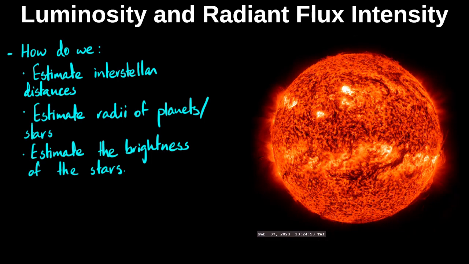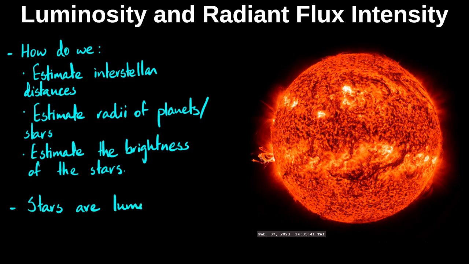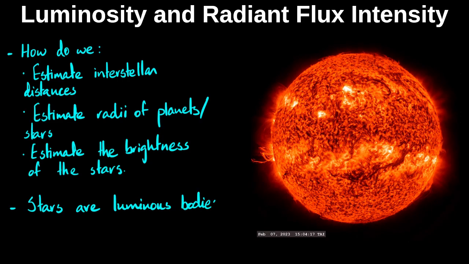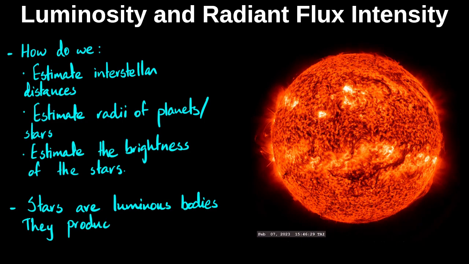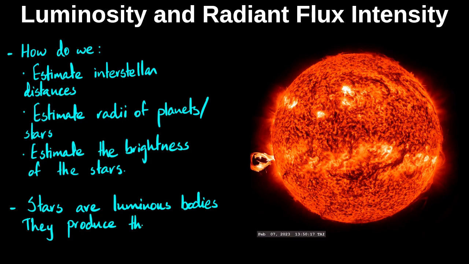So let's quickly run through some of the concepts that we were discussing last time. We talked about the fact that the difference between stars and planets is that stars are luminous bodies, and what I mean by this is that they produce their own light. One of the best known examples of the stars we have at hand is obviously the sun. So they produce their own light.